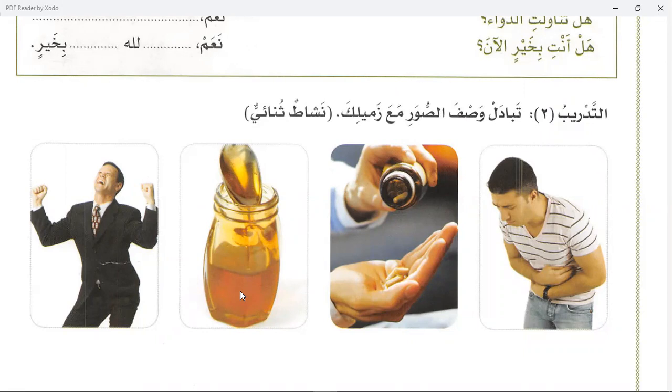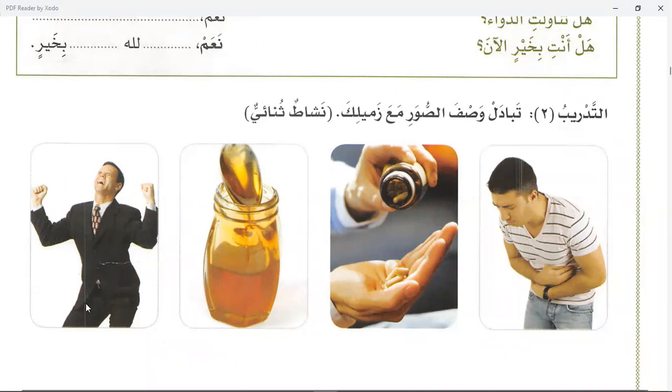I will buy the honey, okay? So what is the Arabic? Ana ushtari al-asali. Sa'ashtari al-asala. I will buy the honey.